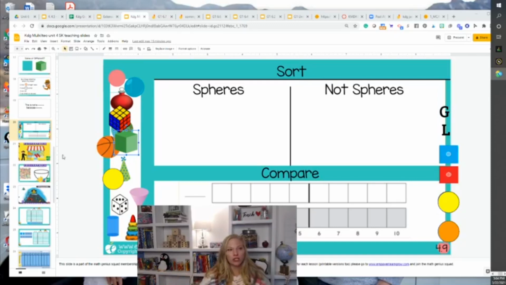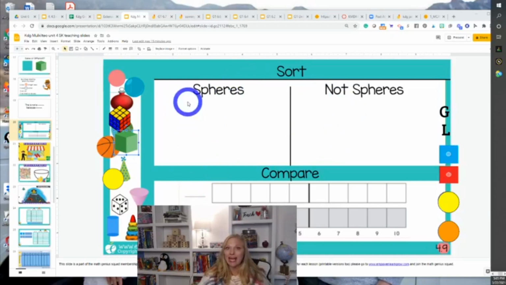If we look at kindergarten, it seems like we should be able to do a sort, and this particular sort is from my Math Genius squad. This is a part of kindergarten unit 4 when we start talking about 3D shapes. You can see over here on the left-hand side, I have all of the shapes that we would be sorting, and we haven't actually even learned all these shapes yet, right? But it doesn't mean that we have to have learned the shape in order to sort them, specifically when we're focused on attributes. So I have sorting mats, this is spheres, not spheres.